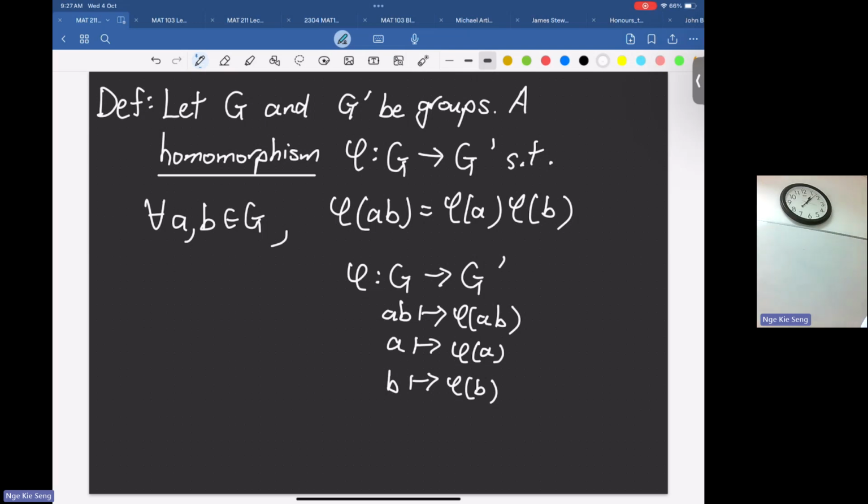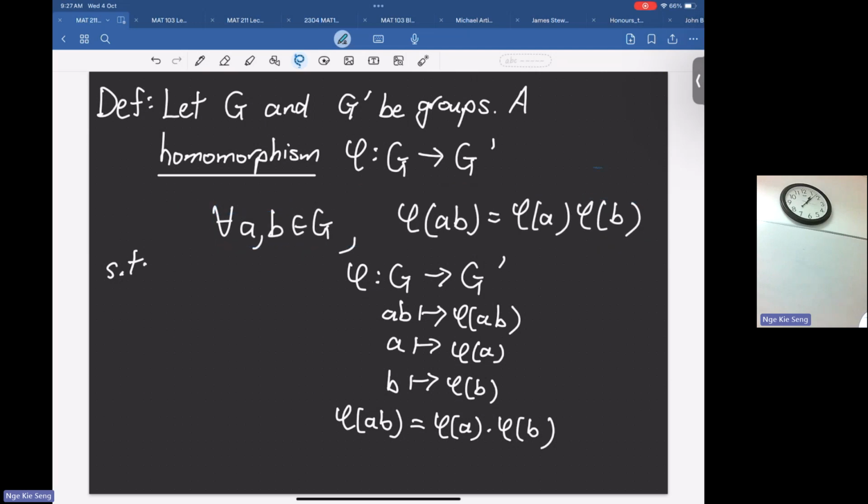But we impose the property that phi AB has to equal phi A times phi B. So this is the multiplicative property. You can split your map into multiplicative order. I think I'm a bit blurred today, too early. I haven't told you what the homomorphism is yet.